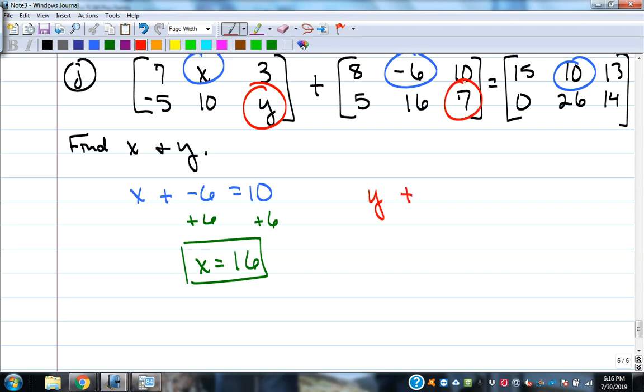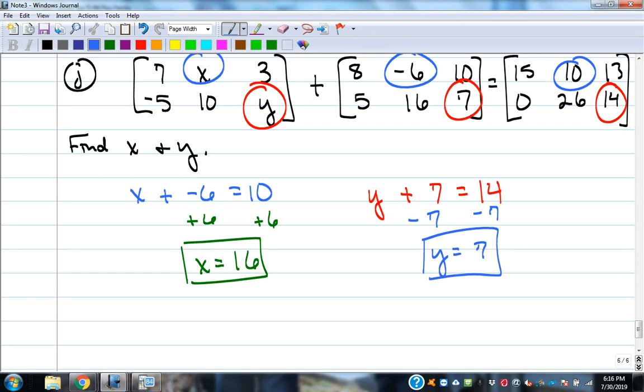Y plus 7 is equal to 14. We're just taking the matching spots and going across the matrix, the equal matrices. Okay, so we just subtract 7, and there's Y is equal to 7. Not bad. It really doesn't get much more complicated than that.